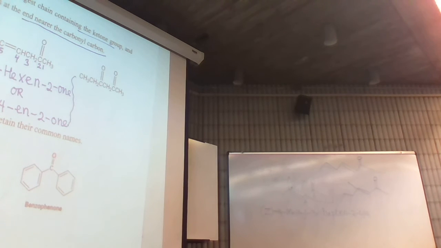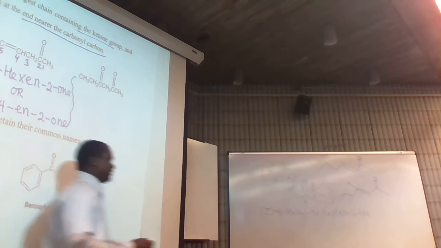So if you have more than one ketone group in your structure, then you introduce dione, trione if it's 3, tetraone if it's 4, and so on and so forth. The same thing with aldehyde, right? So you could have 2 aldehyde functional groups at the ends, correct? So that would be dial. Okay? I know it wasn't in the book.